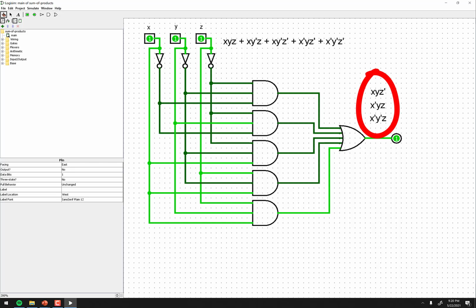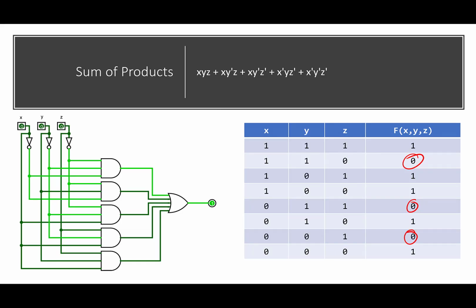So if I am to put any of those combinations in here, I should get a 0 as my output. So if I go x, y, z bar, look at that, got a 0. If I go x bar, y, z, I get a 0 output. And if I do x bar, y bar, z, I still get a 0. So this circuit proves this truth table function to be correct and accurate.